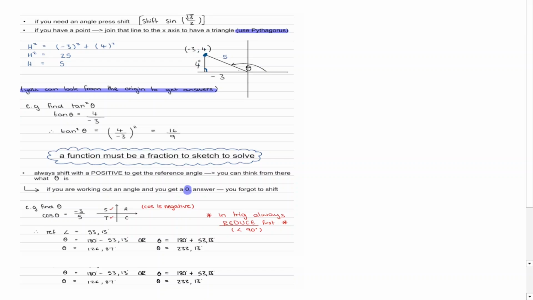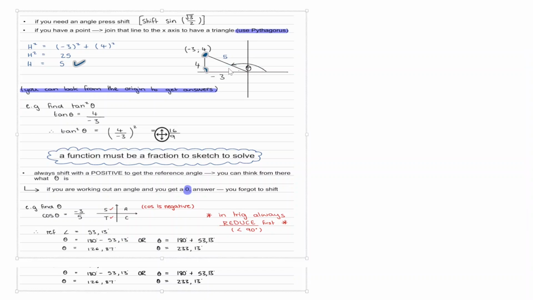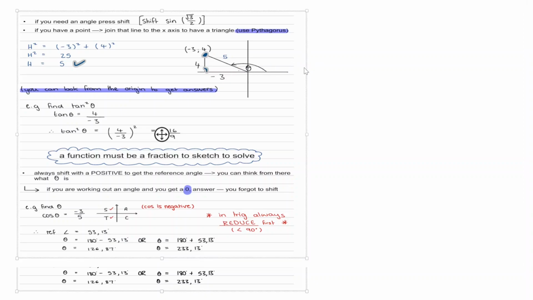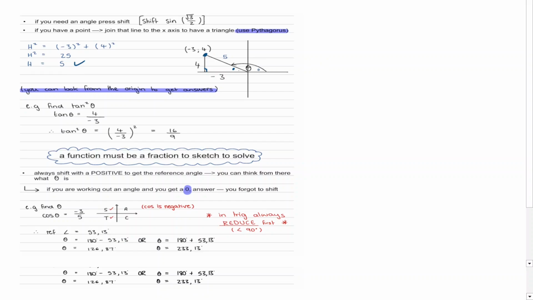So the y is 4, the x is -3, and then do Pythagoras carefully with brackets. If you leave out the brackets, it messes up the question completely, and that then gave us the hypotenuse, which was 5. Then, even though theta, the angle, is obtuse, we're always allowed to look from the inside, which is helpful. I'm always allowed to look from the angle inside the triangle by the origin.